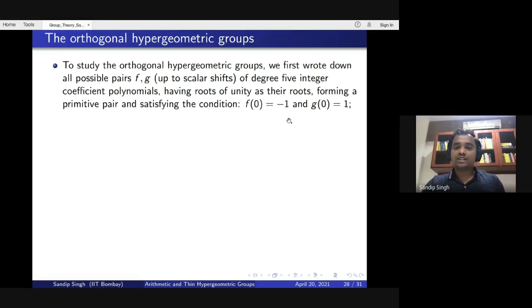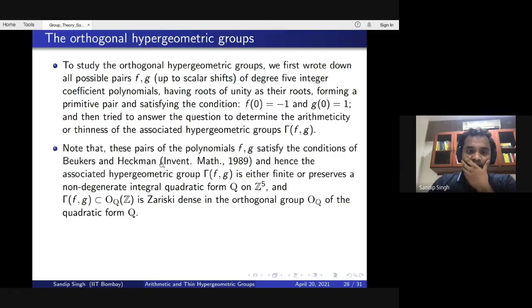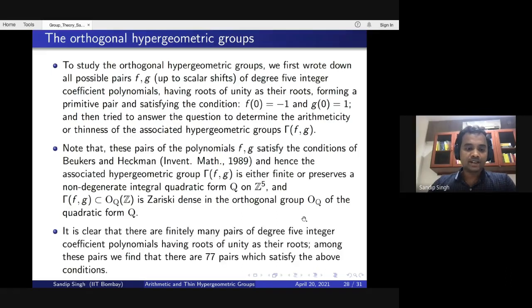So that f0 is minus 1 and g0 is 1, so that the corresponding hypergeometric group preserves a quadratic form and sits inside the corresponding orthogonal group as a Zariski dense subgroup. And then we try to answer the question to determine the arithmeticity or thinness of the associated hypergeometric groups gamma f,g. Note that these pairs of polynomials satisfy the conditions of Beukers and Heckman, and hence the associated hypergeometric group gamma f,g is either finite or preserves a non-degenerate integral quadratic form Q on Z^5, and gamma f,g inside O_Q(Z) is a Zariski dense subgroup in the orthogonal group of that quadratic form.